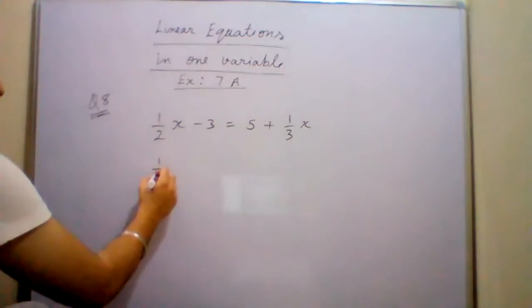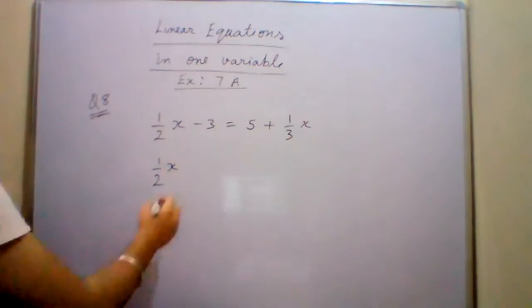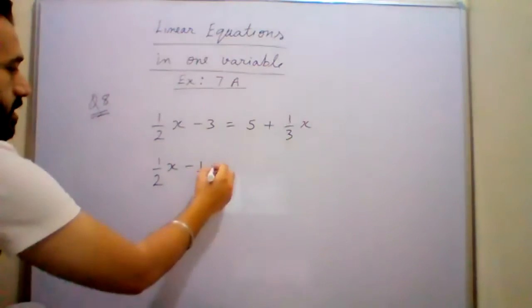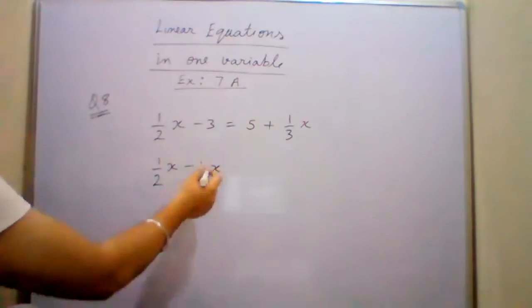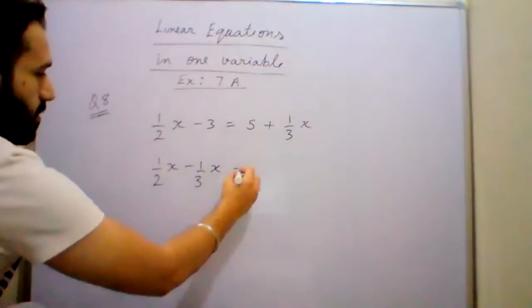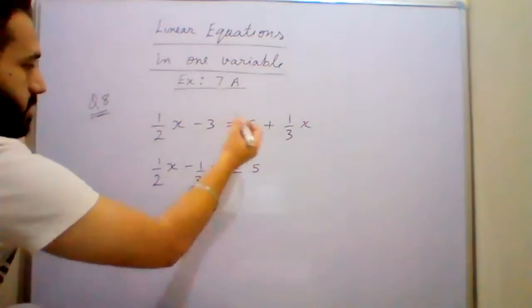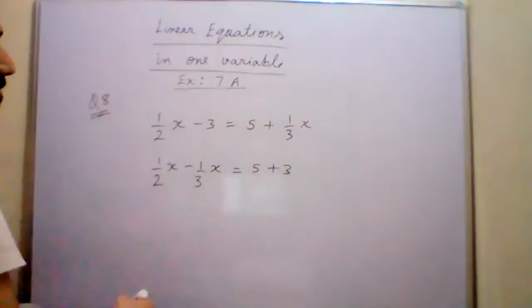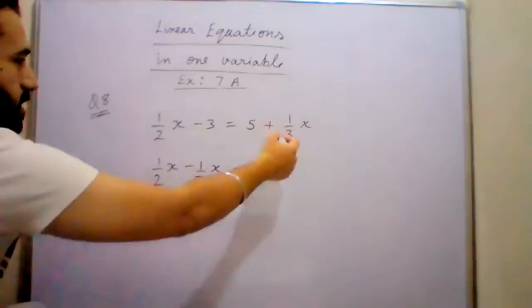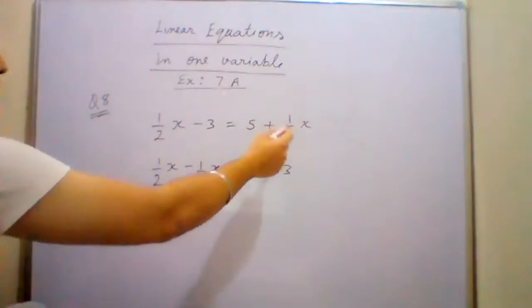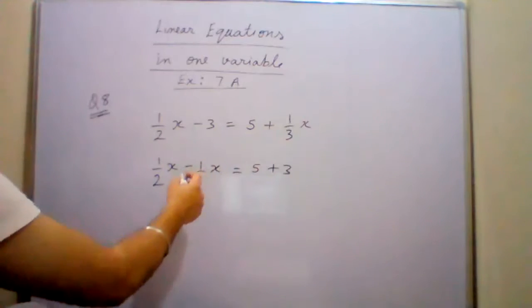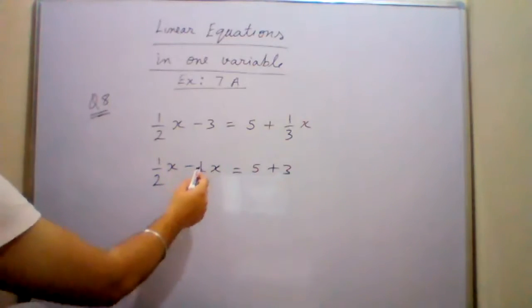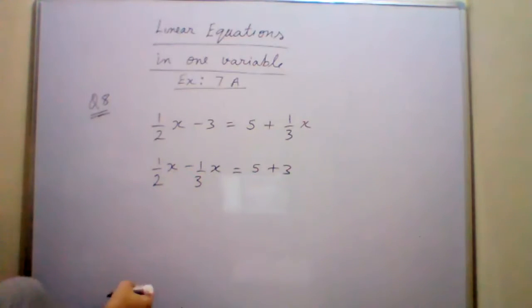So 1/2x, very simple. 2x minus 1/2x. So all the terms containing x are in the LHS now, and the terms without x are in the RHS now. Minus 3 will go to RHS and it will become plus 3. Plus 1/3x I brought to the LHS, I have made it negative, minus 1/3x.